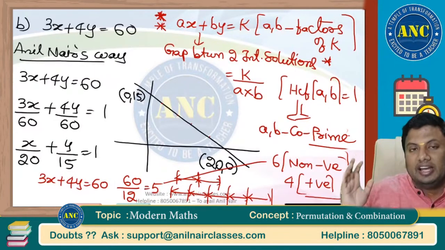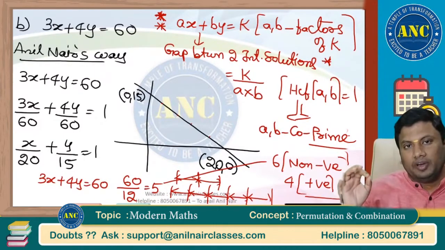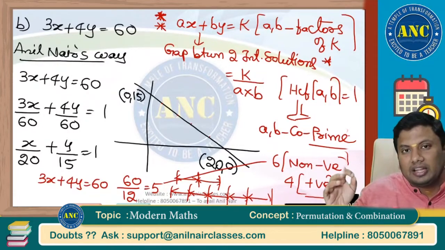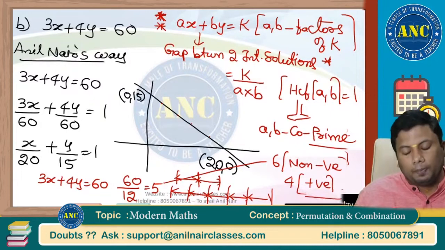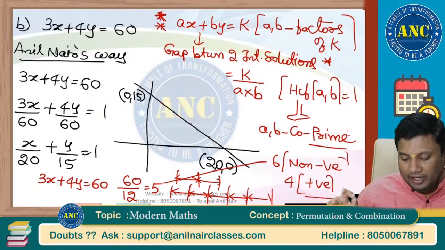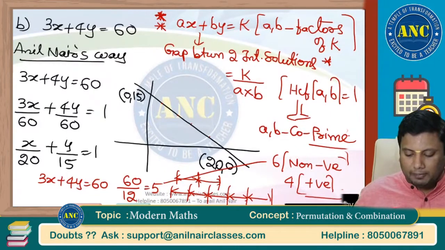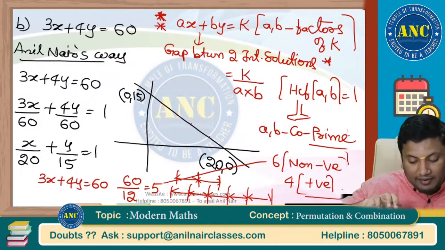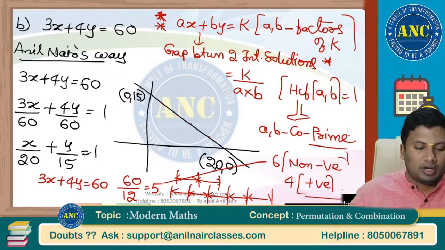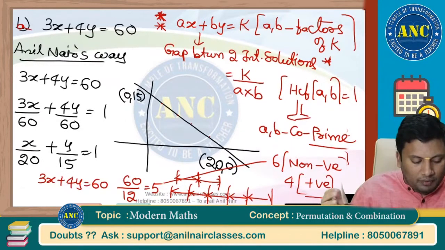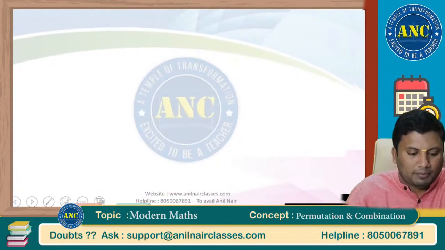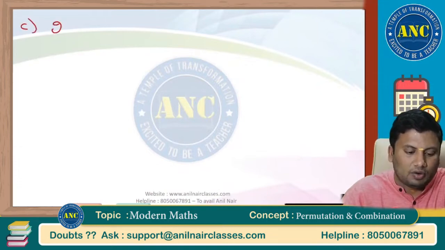If it is a linear equation with 2 variables x and y, there is a plus sign in between them, and the coefficients are co-prime to each other, the gap between 2 integral solutions is given by k by a into b. I will come to that proof once I solve all the problems. Question number A. I hope it is clear. Now we will solve some example problems so that you can tell the answer orally.